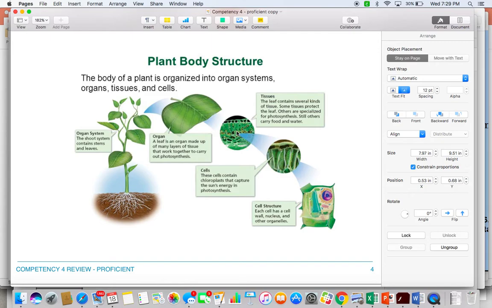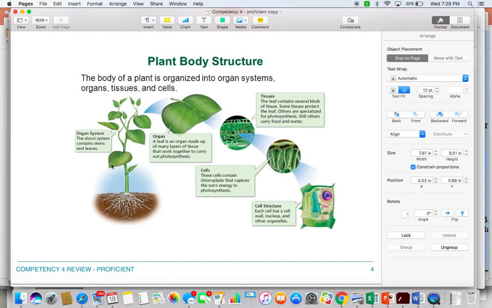And so we've talked a lot this year about vascular tissues and non-vascular tissues. And so if we look at vascular tissues like xylem and phloem, we've got groups of similar cells that are working at the same function. Then we move up to an organ, and on a plant, an organ is going to be a leaf, or it could be a stem, or it could be a flower, or it could even be a root.